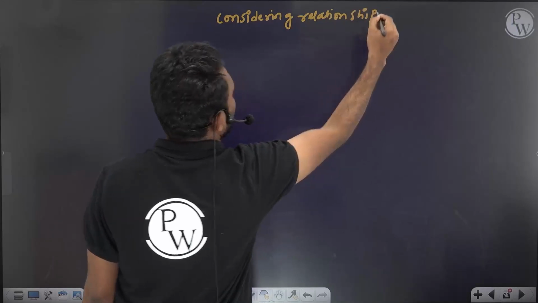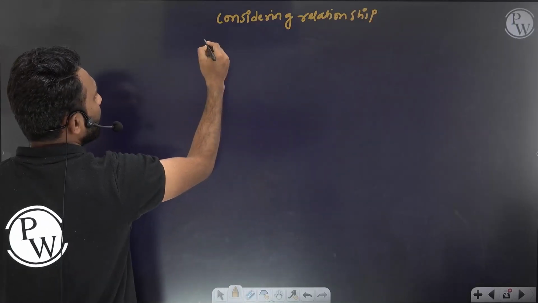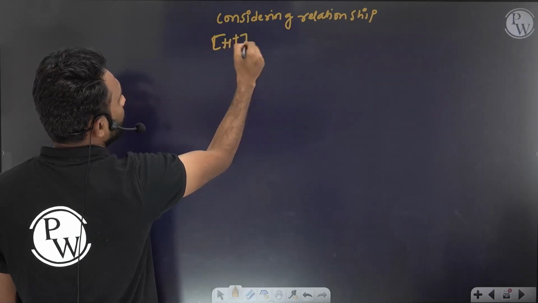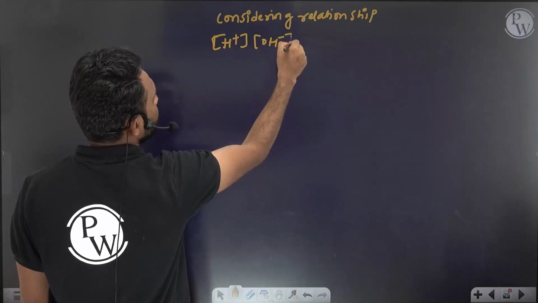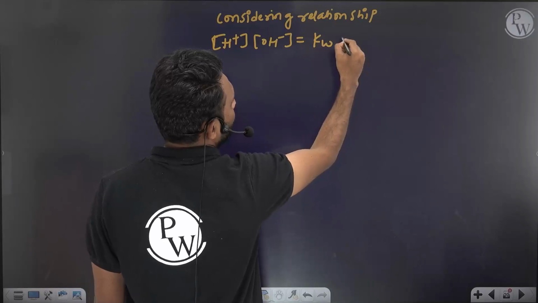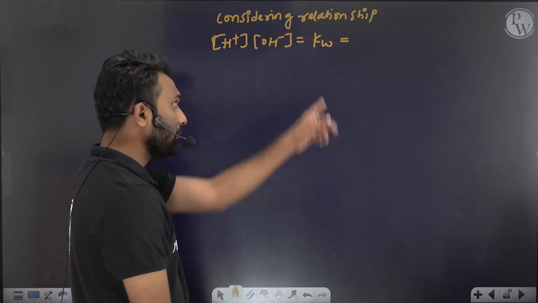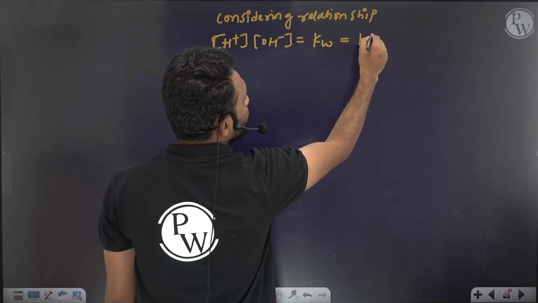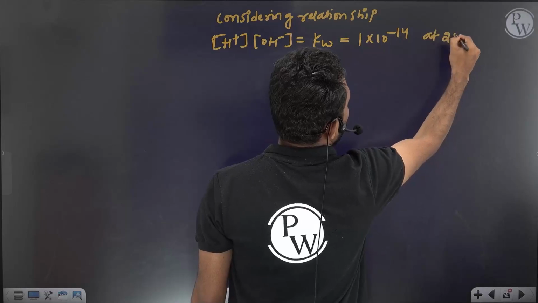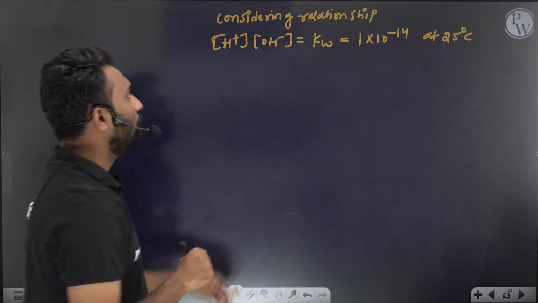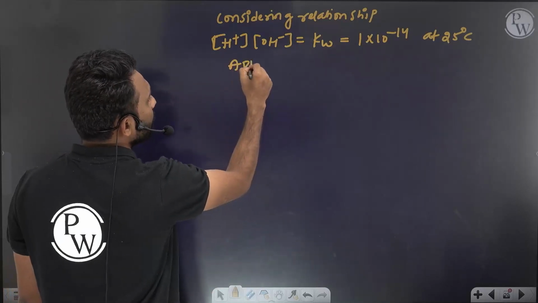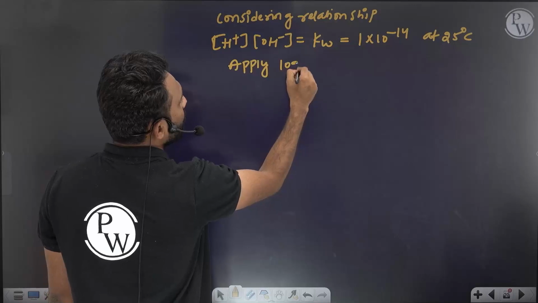Now look here, considering the relationship, the ionic product of the water Kw: the concentration of H plus times the concentration of OH minus is equal to Kw. The ionic product of water, experimentally, is 10 to the power minus 14 at 25 degrees. Now for this reaction, apply log on both sides.